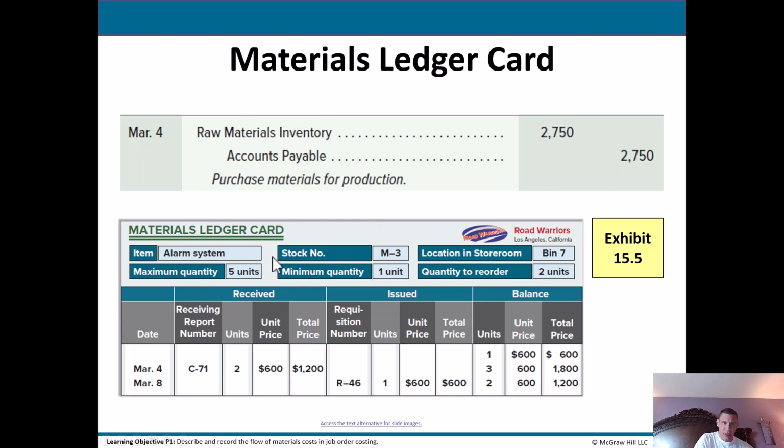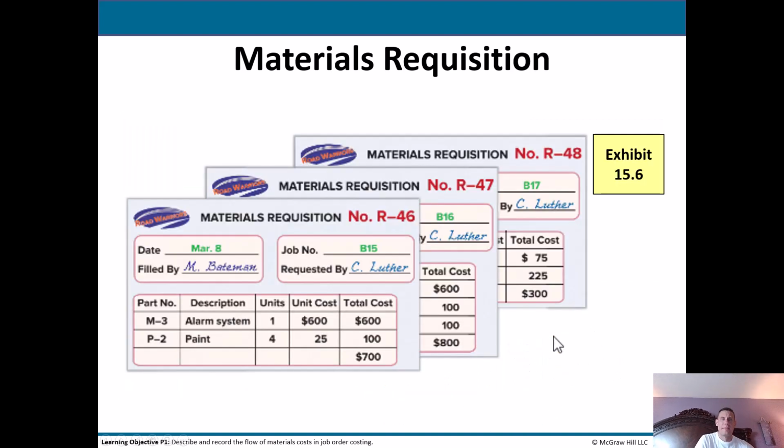Okay, and then below it you see an example of a materials ledger card. You can see the item, the quantity, the stock number, the minimum quantity is 1 unit, right? The location, so they can easily find it, and then the reorder quantity of 2 units. You can see here received on the left, issued in the middle, and then you can see the current balance on the right hand side.